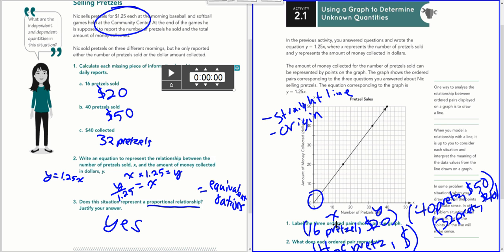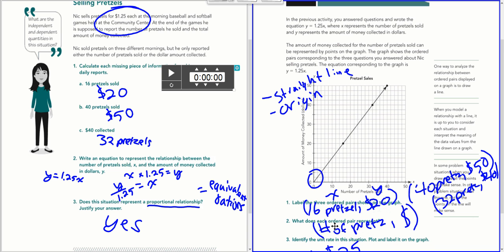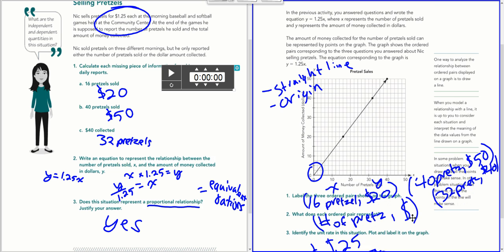And what's interesting is, if I look at my graph, if I go 16 here for number of pretzels, and I go up to here, it is $20. So a point on my line is an answer in one of these situations. Same thing with 40 pretzels for $50, or 32 pretzels for $40. Again, these are all these scenarios, and these are all points on this graph. So what does each ordered pair represent? Well, the first part of the ordered pair is how many pretzels there are, and then the second part is how much money it costs, or how much money was earned.